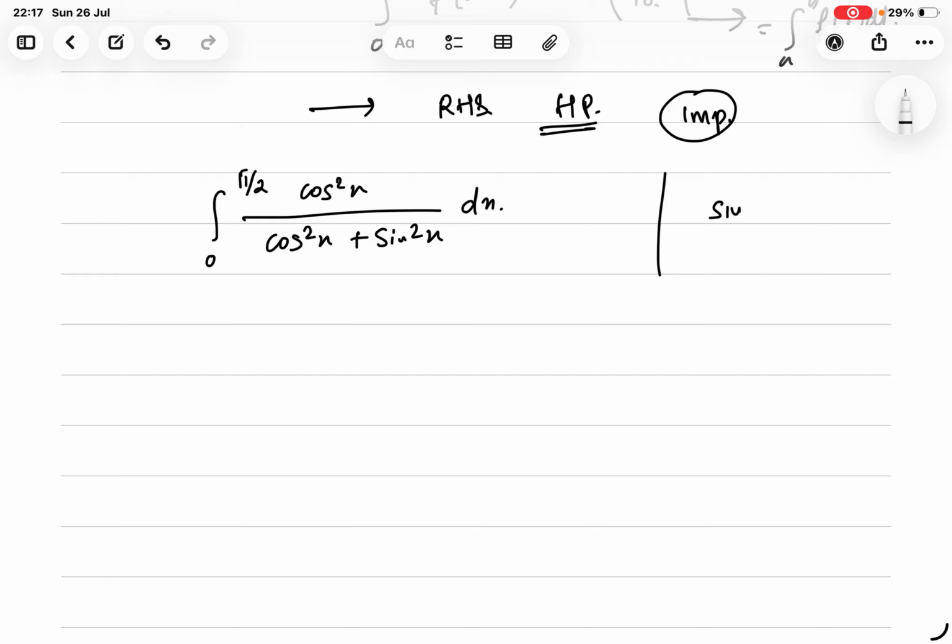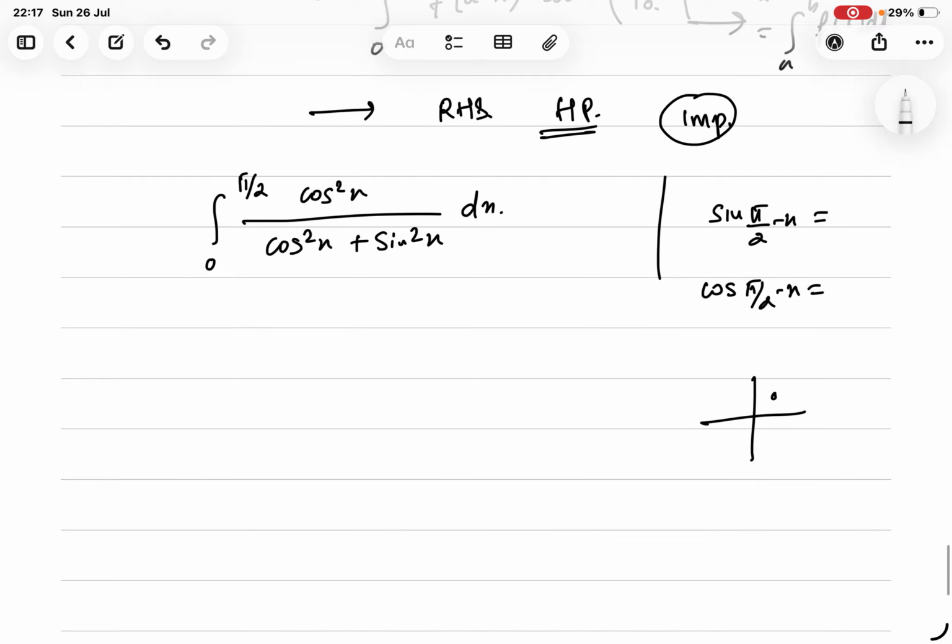Allied angle means what? sin(pi/2 - x) means what? cos(pi/2 - x) means what? These values you already know; it belongs to the first quadrant. If pi by 2 is there, change. It means this value will be cos x and this value will be sin x.